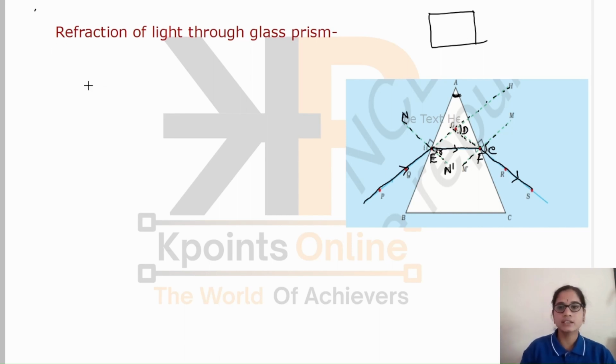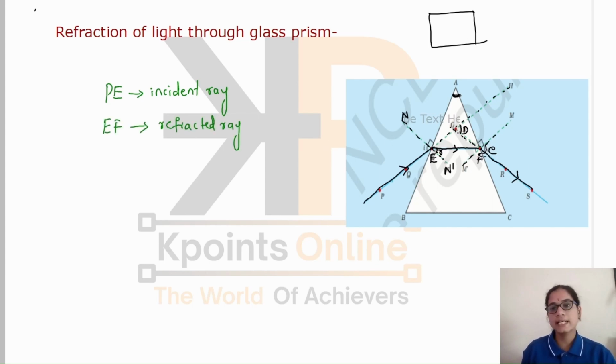Yes, now let's write all these facts here. This PQ, PE is an incident ray, and EF, which gets refracted towards the normal, is a refracted ray, and this FS is called an emergent ray, as it emerges out of the prism after refraction. Now this I is an angle of incidence, that is the angle made by the incident ray with the normal.